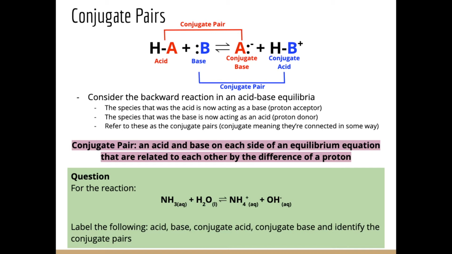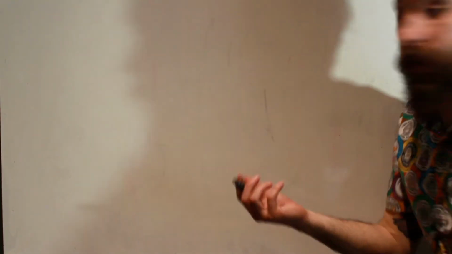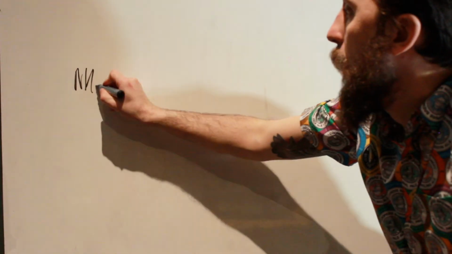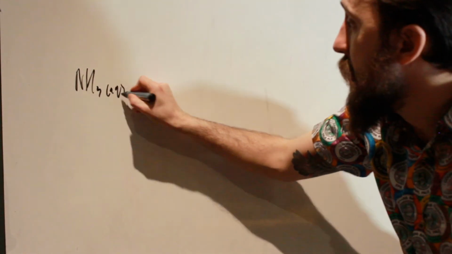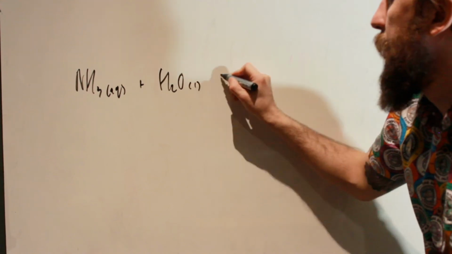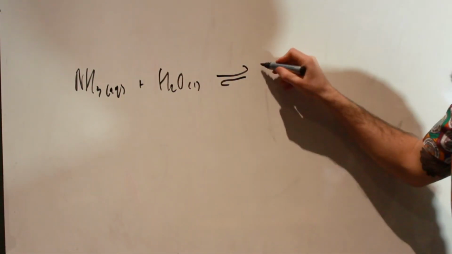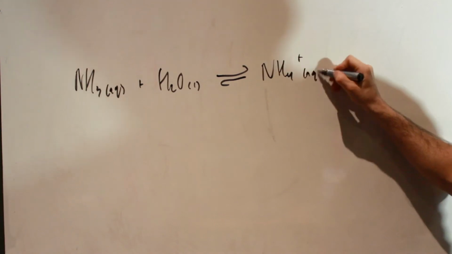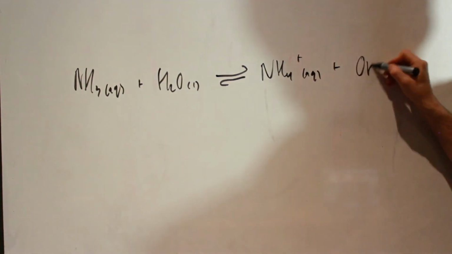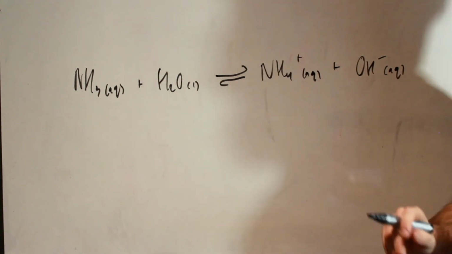All right, let's do an example with a real chemical equation. For the reaction below here, label the following: acid, base, conjugate acid, and conjugate base, and identify the conjugate pairs. If you would like to pause and have a go at that now, do that and check your answer now. So let's write out the question. We have ammonia, which is dissolved in water, and this reaches an equilibrium of ammonium ions, aqueous, and hydroxide ions, aqueous. So we're going to label the following.